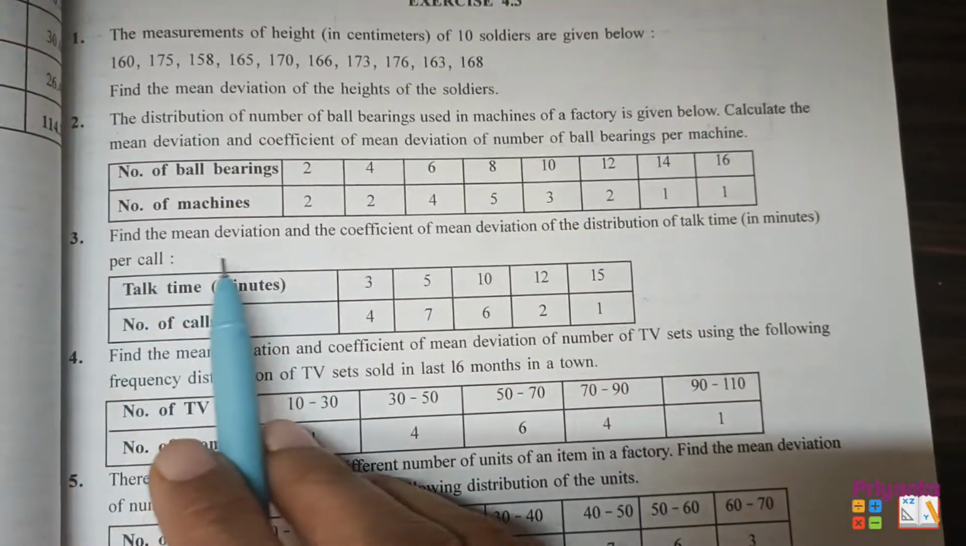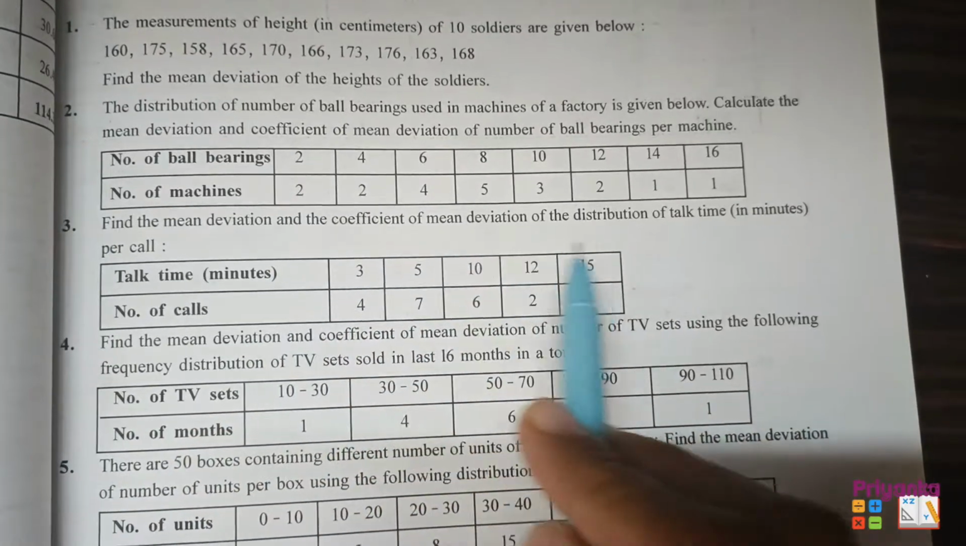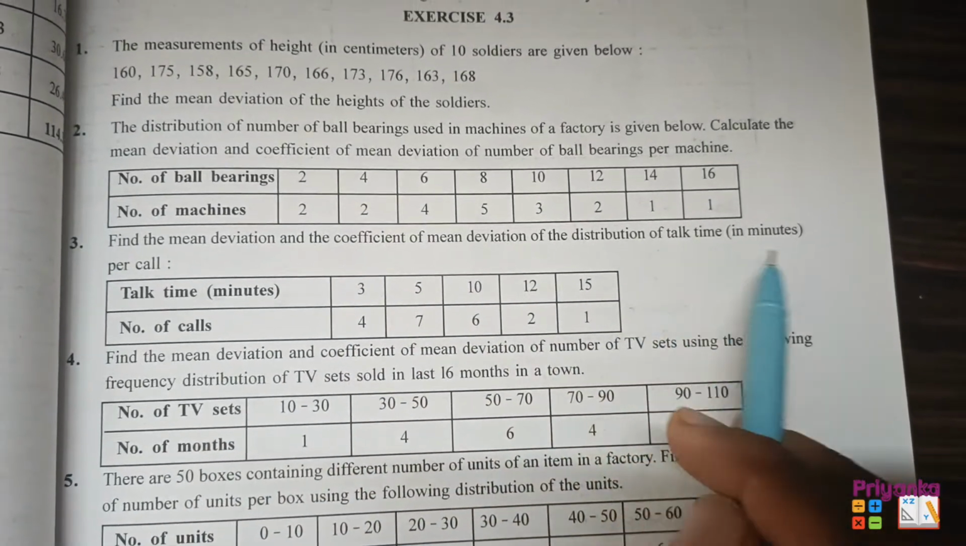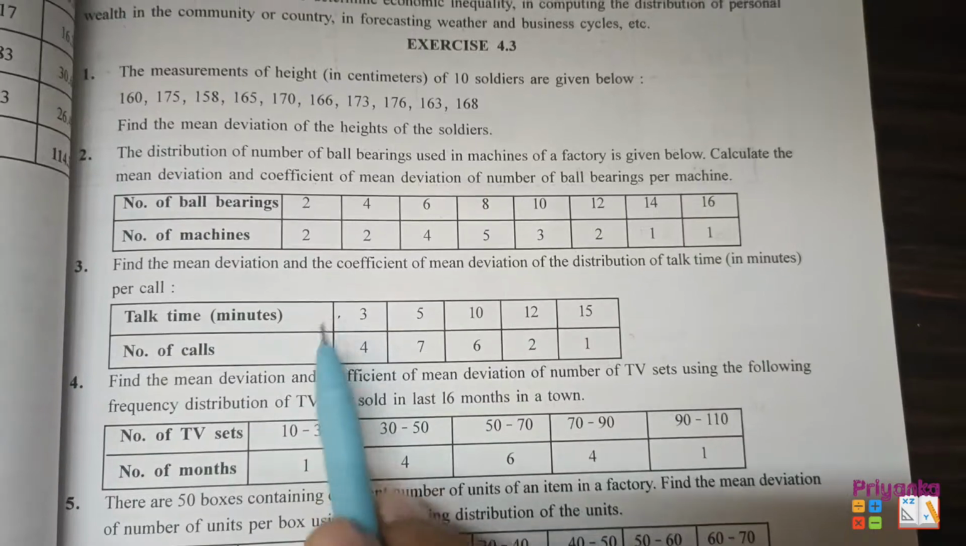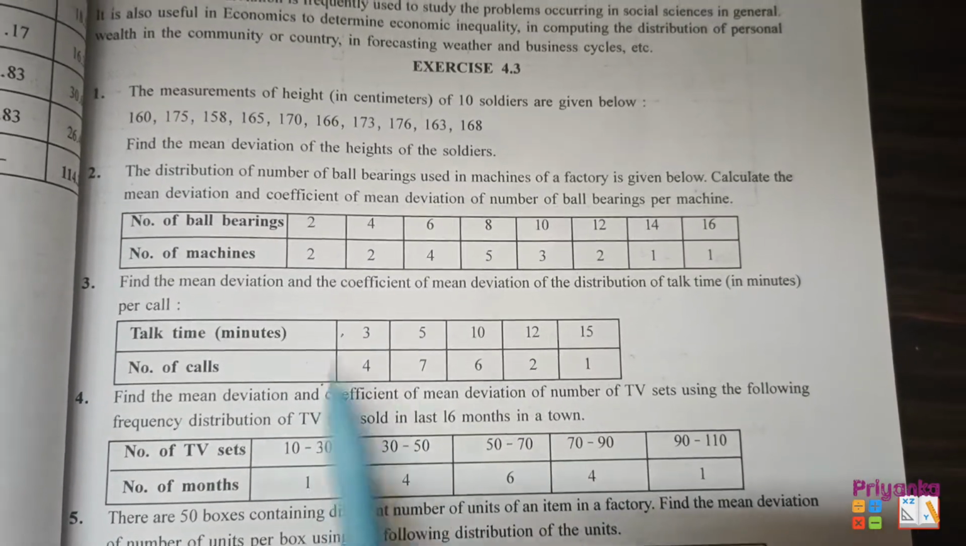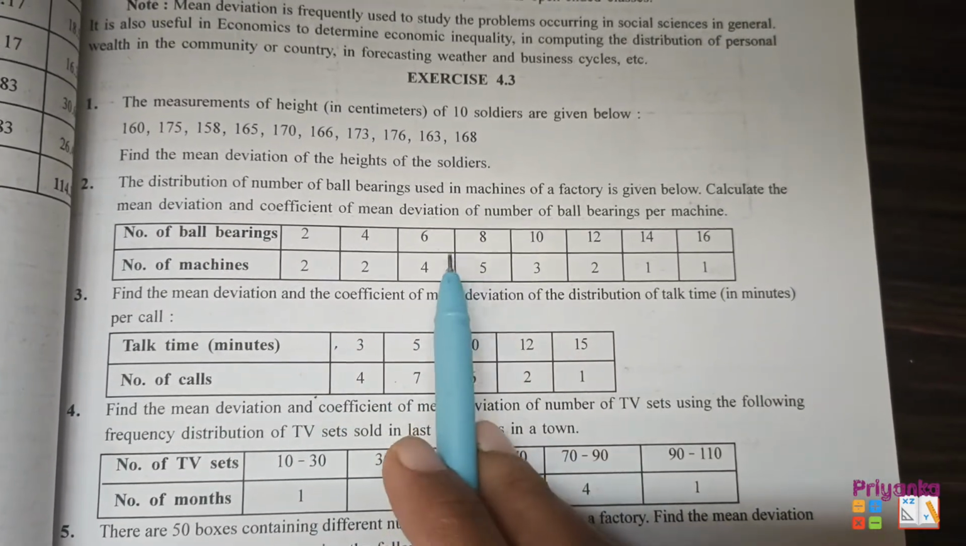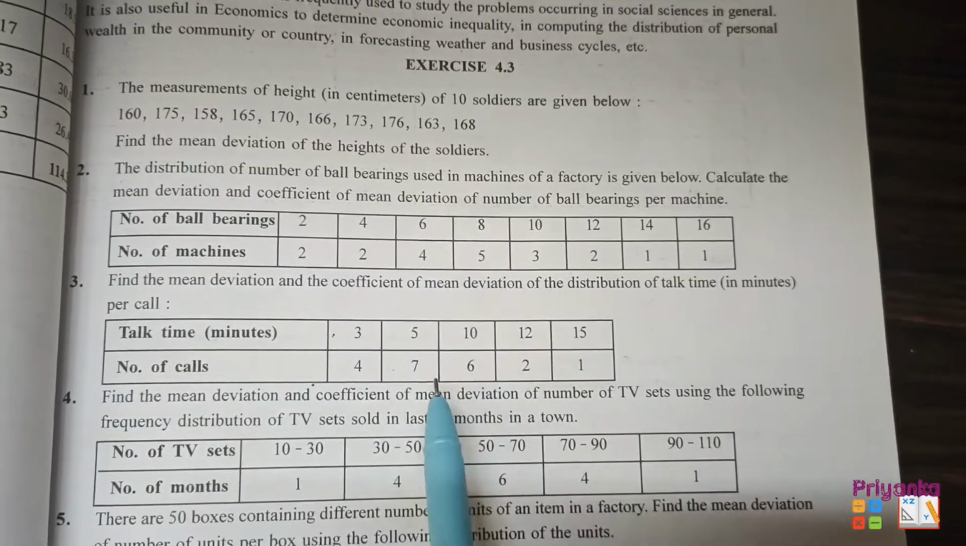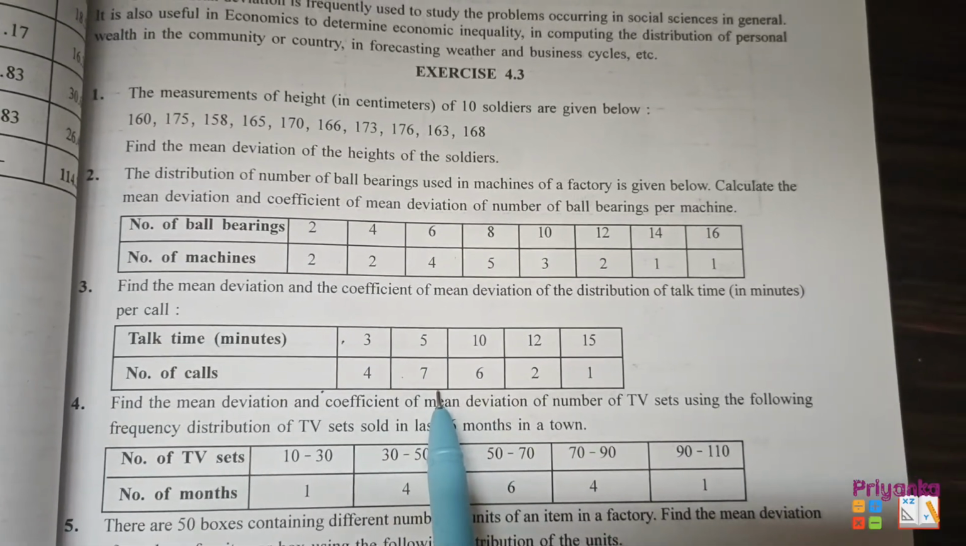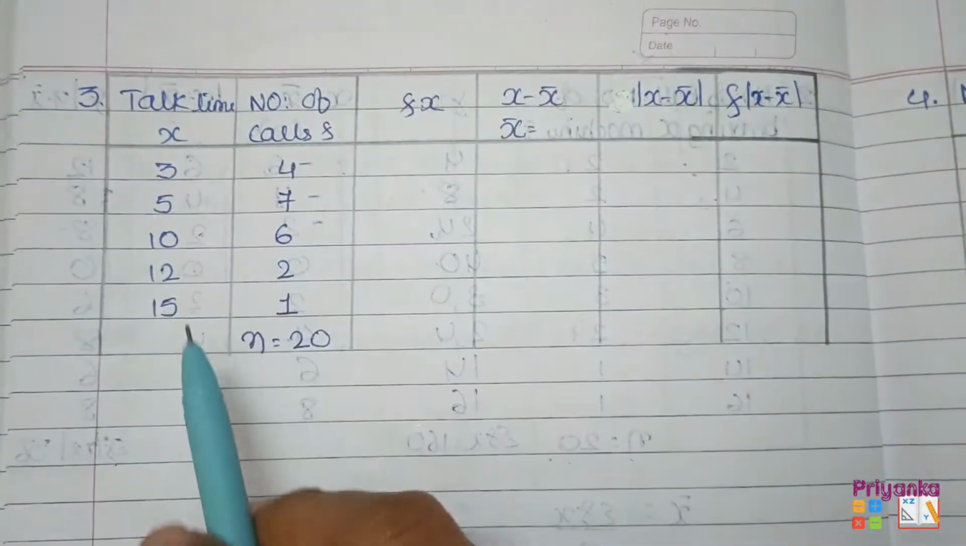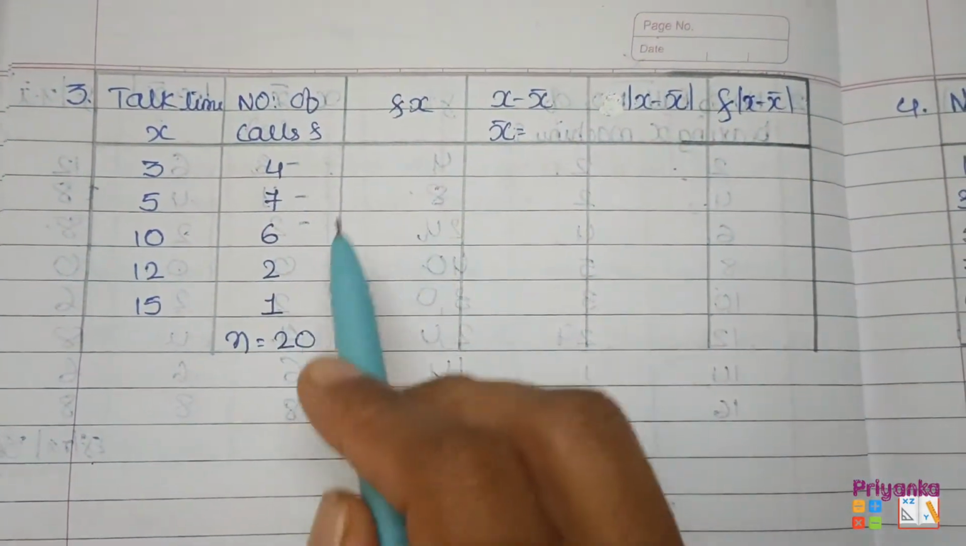Question number 3. Find the mean deviation and coefficient of mean deviation of the distribution of talk time in minutes per call. Talk time is given and number of calls are given. Here you can see the information is similar to your last second question, that is discrete frequency. So again, the same thing we are going to do here. So x, and here is the frequency as usual.